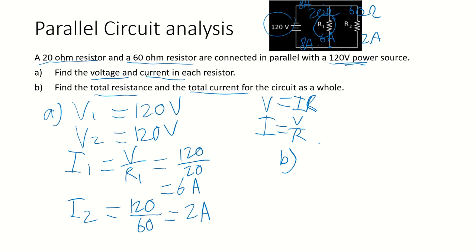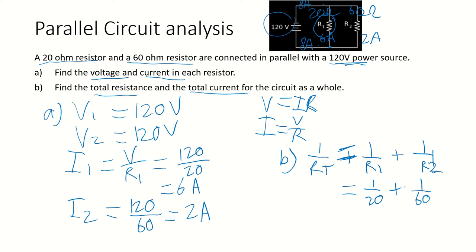So the total resistance, again, 1 over RT equals 1 over R1 plus 1 over R2. So it's equal to 1 over 20 plus 1 over 60. So 1 over RT is equal to 1 over 20 plus 1 over 60, which is 1 over 15. So therefore, the total resistance is equal to 15 ohms. So it's less.